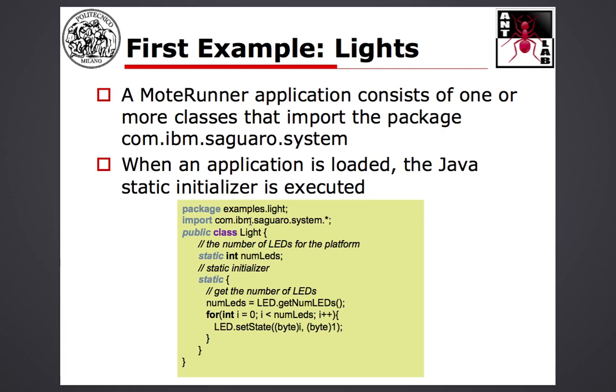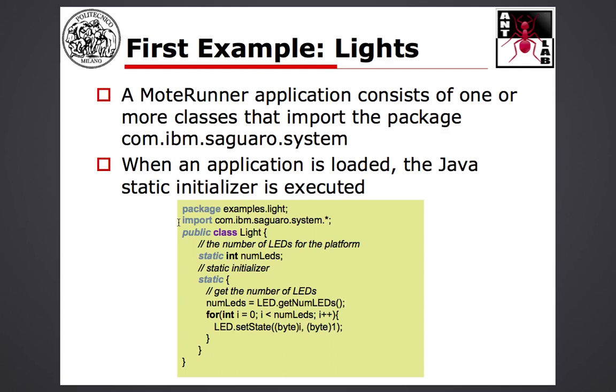So as a first example, just as we did for TinyOS, we will see how to use the LEDs. This is basically one of the easiest starting points when we work with hardware like the one that we have for sensor networks. Now, as I said, the minimum number of files that you need to build an application is one. You just need your source code for the assembly, and in this case, it will be a Java source file.